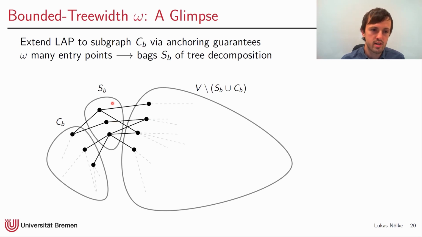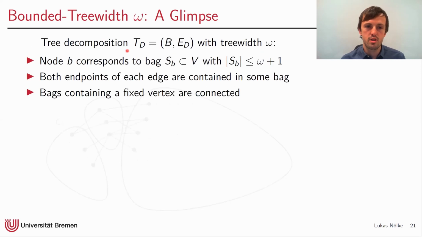And then again, we want to extend the LAP from some subgraph CB to the whole graph and use that there are only few entry points. And now instead of just one anchoring guarantee for vertex V, we need anchoring guarantees for all of these entry points. To give a bit more detail, a tree decomposition is a tree whose nodes B correspond to bags SB, which are subsets of nodes of our original graph, which contain at most omega plus 1 vertices. And then if we have an edge of our original graph, then both endpoints of this edge must be contained in some bag of the tree decomposition.